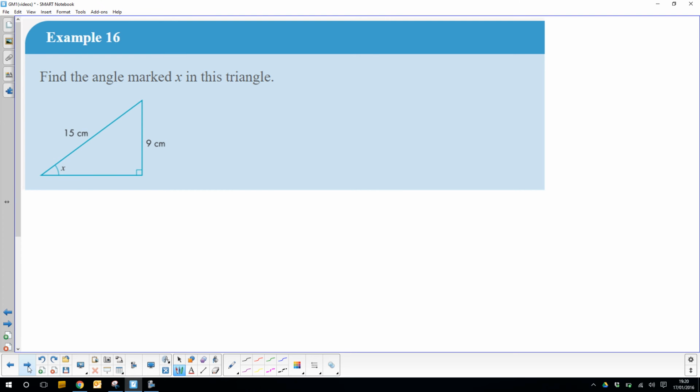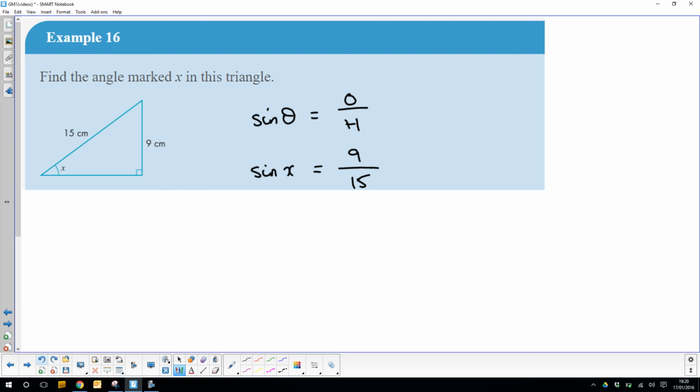This is the angle we're working with. Here's the opposite. Here's the hypotenuse. So the first thing I need to work out is that I'm working with sine. So I have sine theta equals the opposite over the hypotenuse. Now I feed in the information, and I have sine x, where x is the angle, equals 9 over 15. Okay, so sine x equals 9 over 15.